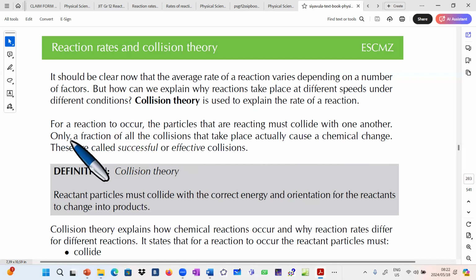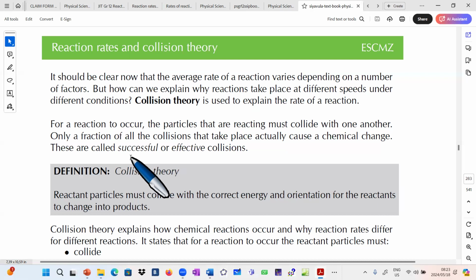In other words, there are some collisions that do not cause a chemical change. The collisions that do cause chemical change are called successful or effective collisions.